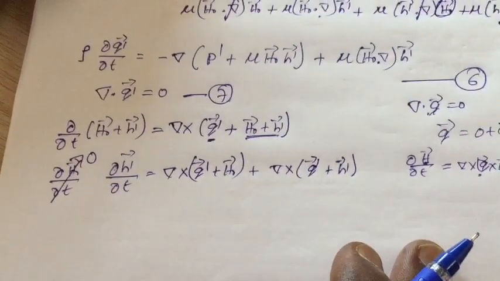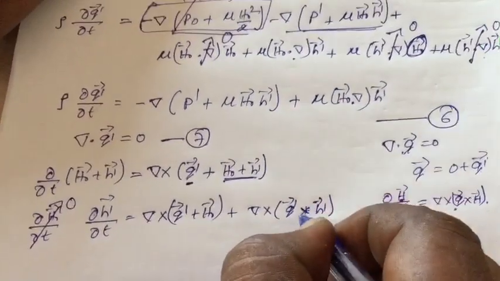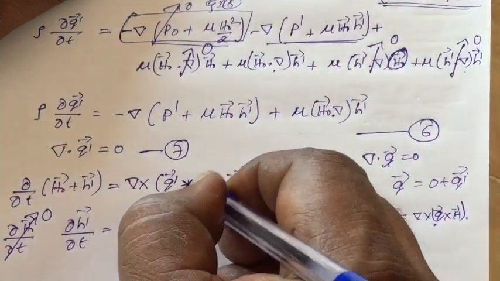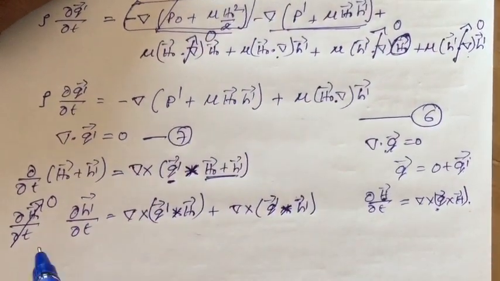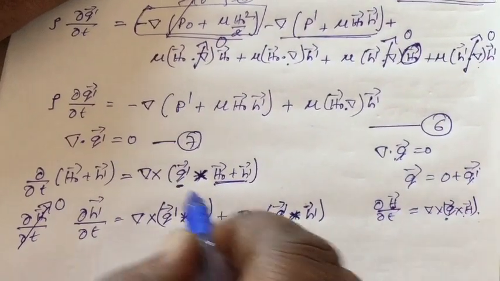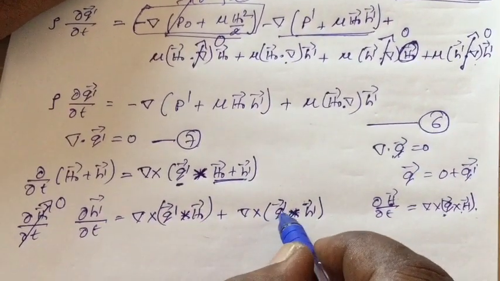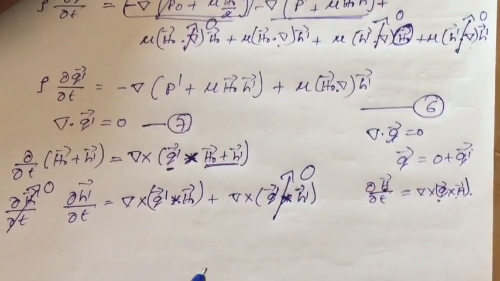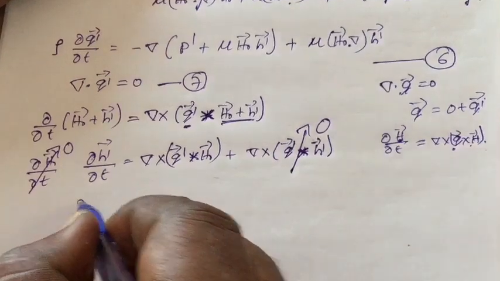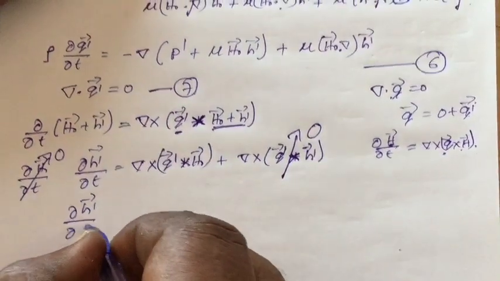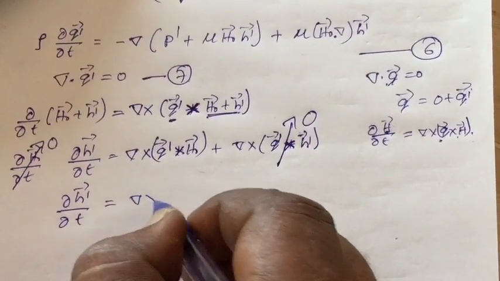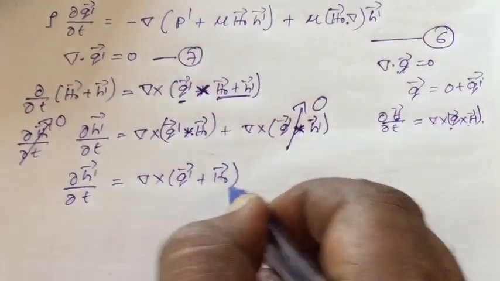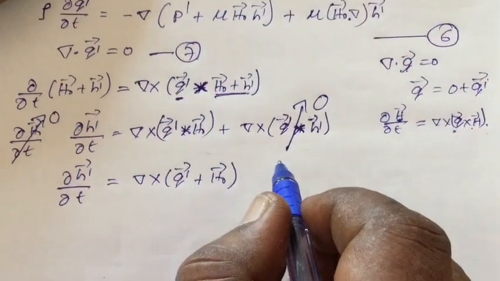Now this is, not plus, curl. This is curl of this, curl of this. Here I forgot to write this one. This is curl, curl of this. Here q dash is perturbed, h dash is perturbed. That's why this quantity becomes 0. Now simply you are going to get del h dash by del t is equal to curl of q dash cross h naught.